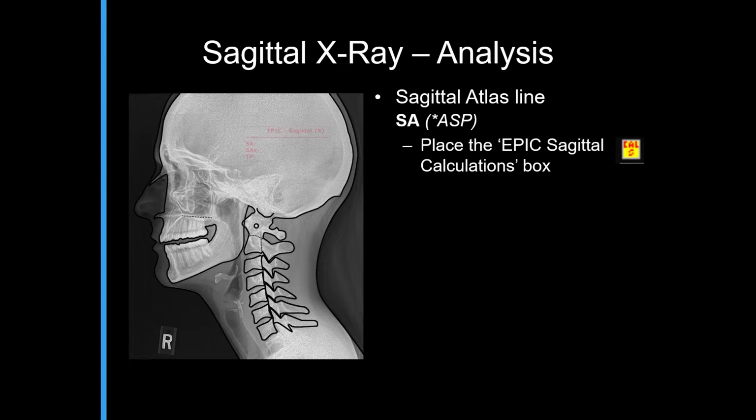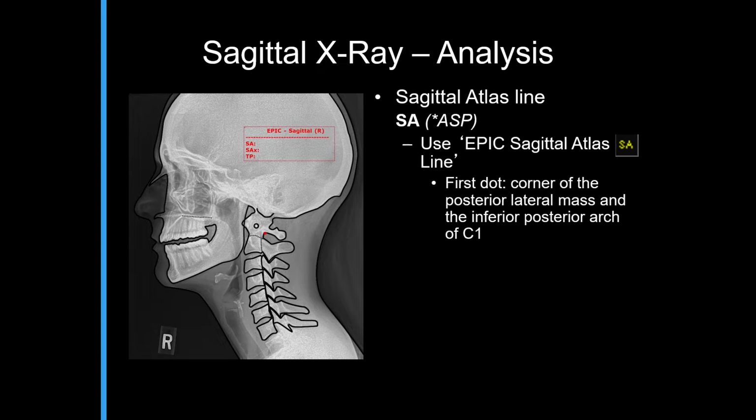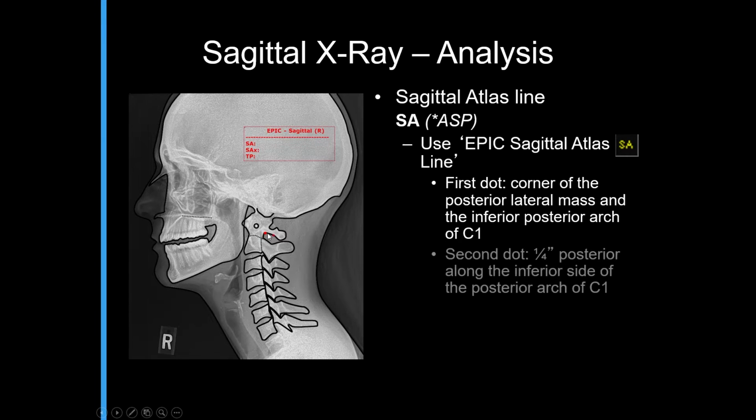How we measure that is we put down a calculations box for the view, and then we use the tool called the Epic Sagittal Atlas Line, the SA box. The first dot goes in the corner of the posterior lateral mass and the inferior posterior arch of C1. You can see the red dot right there. And then we go a quarter inch behind that, and it will automatically scribe this line, and it will give you a numerical value for the degrees.